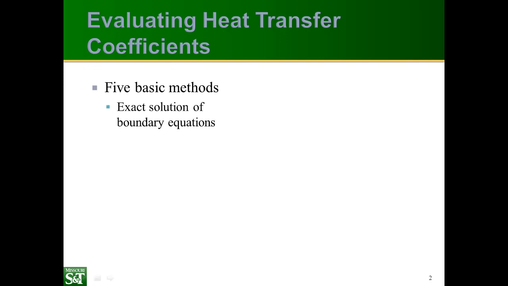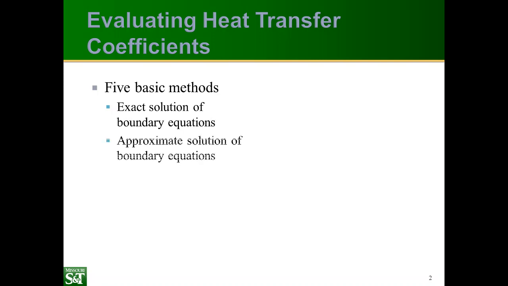The first one is exact solution of the boundary equations. Now the existing equations are only complete for laminar flows, and the solution is still quite complicated and requires numerical solution of the balance equations. In spite of this, we have some solutions for simple systems like a flat plate, an airfoil, a cylinder, and so on. And these models are useful because they can be a basis for checking the validity of other methods.